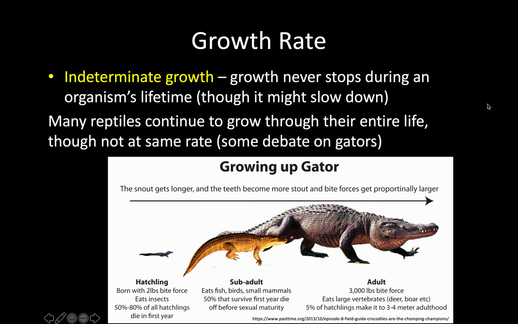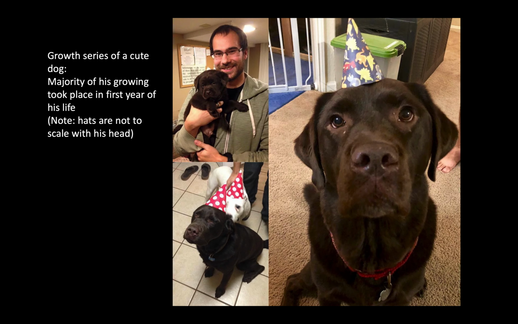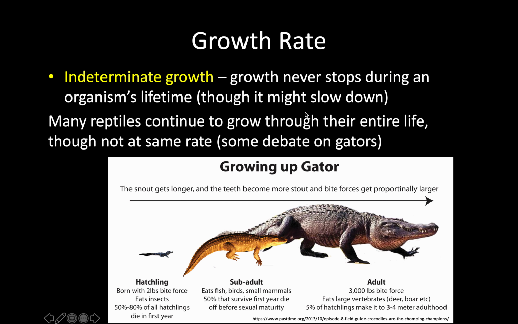All right, so indeterminate growth. Growth never stops during an organism's lifetime. It might slow down. Again, just like with Boone here, most of his growing was done in the first year of his life or so. And that's the same with indeterminate growth. Now, many reptiles do grow throughout their entire life. They do change the growth rates, so juveniles will grow faster. There's some debate on whether gators do or do not have indeterminate growth. Some have said that there is growth stoppage as adults, but most of them do seem to continue. So the larger the gator, the older you can assume it is.